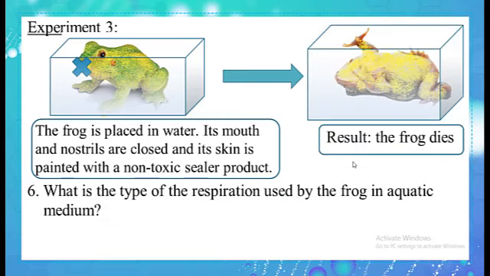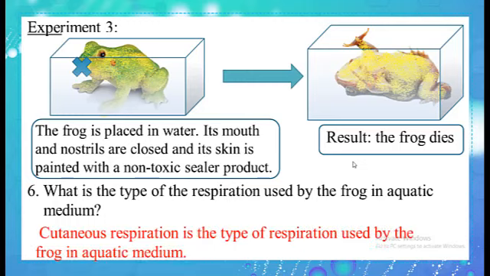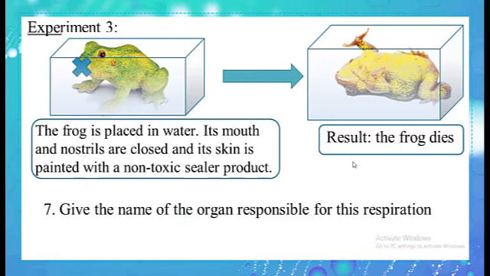Now number 6, what is the type of respiration used by the frog in aquatic medium? Sure, because we said that the frog uses its skin, the type of respiration should be cutaneous respiration. So cutaneous respiration is the type of respiration used by the frog in aquatic medium. Now, number 7, give the name of the organ responsible for this respiration. If the type of respiration is cutaneous respiration, the organ responsible for this respiration is the skin.